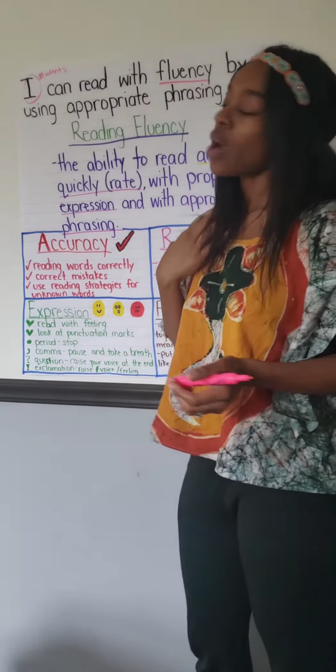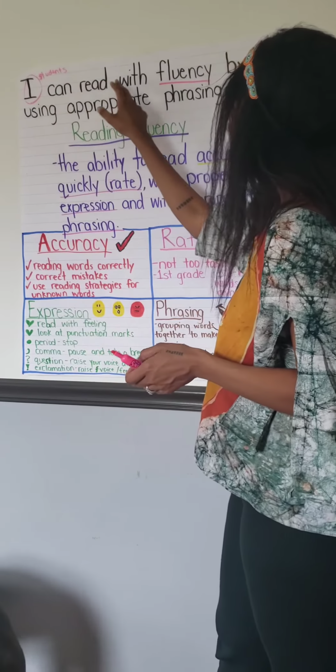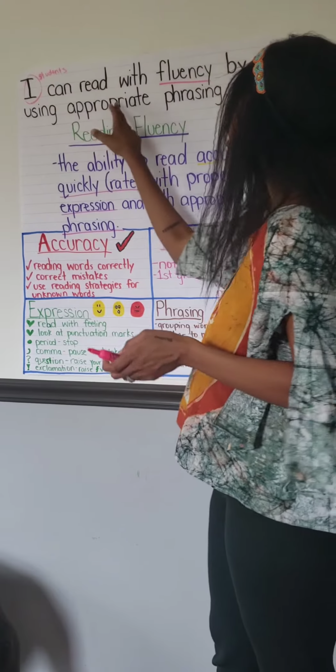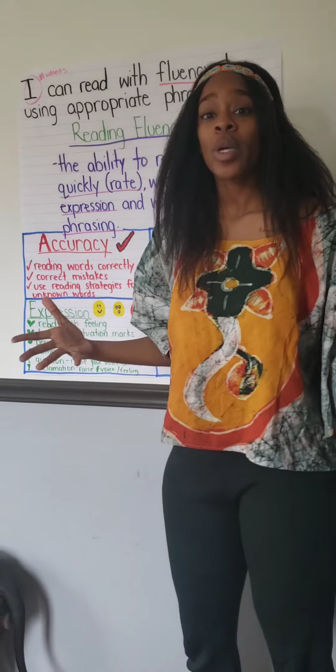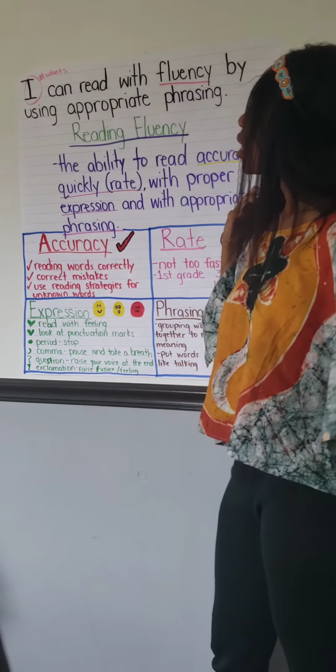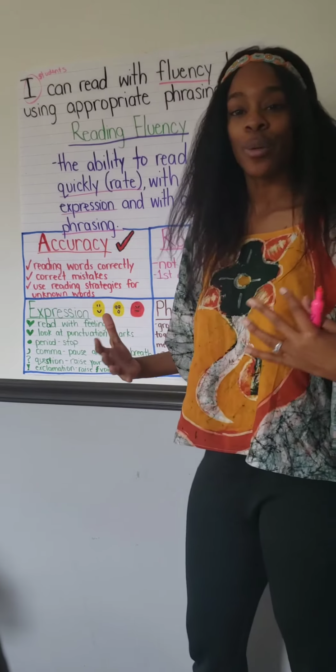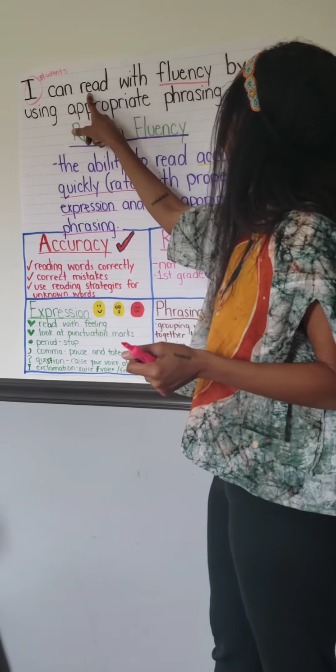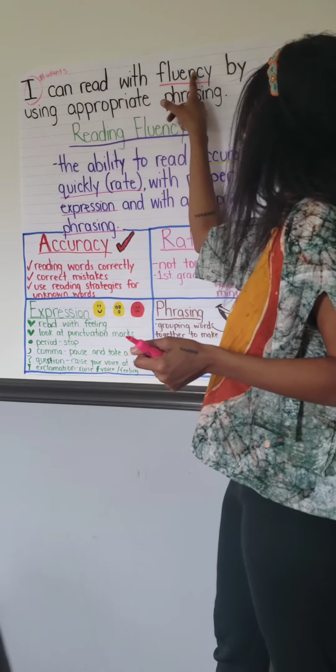Okay, so let's start with our I can statement. I can read with fluency by using appropriate phrasing. Who are we talking about here? We're talking about the students, okay? And what can the students do? The students can read with fluency.